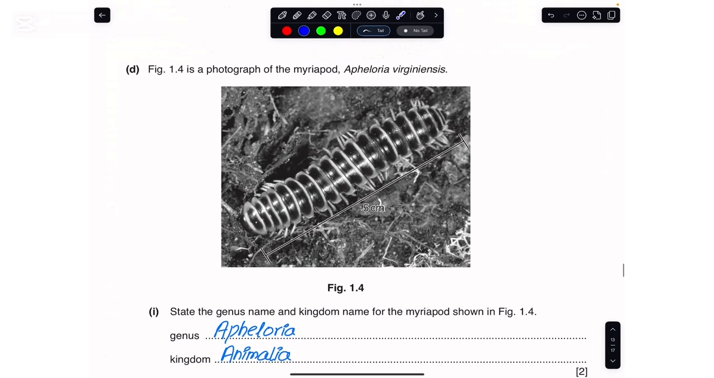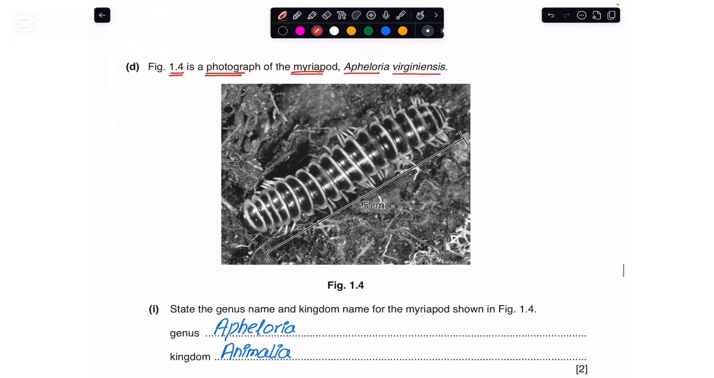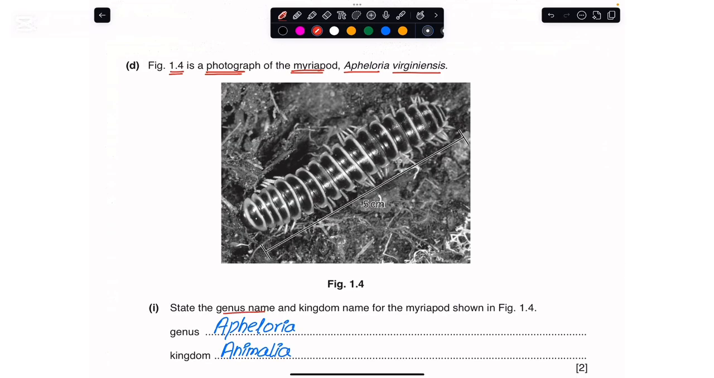If I were to come on this T part, they say figure 1.4 is a photograph of the myriapod. The genus is this, and the species is Virginiensis. For 2 marks, they ask you to state the genus name and the kingdom name. So the genus name is this, which is written over here, which is Ephiloria. And now they are asking the kingdom. They are not asking the species. So since they are asking about the kingdom, we know that these myriapods basically belong to the kingdom Animalia. So this is how you would get 2 marks for this.